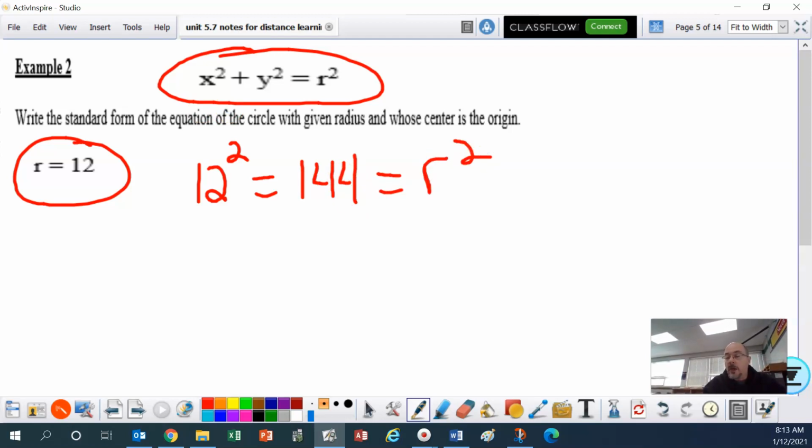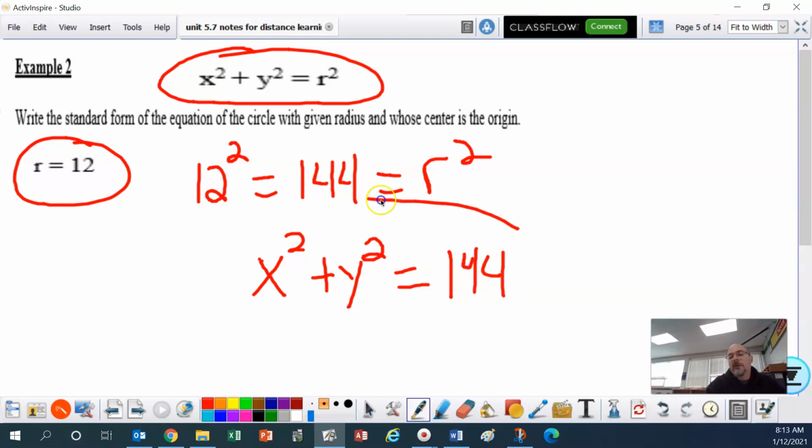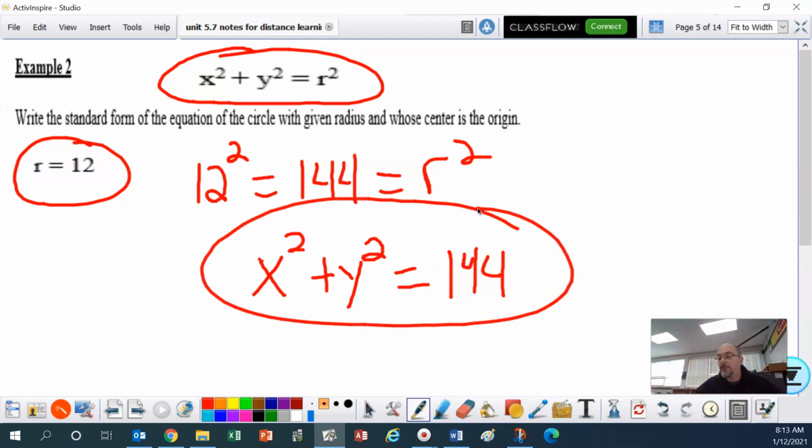So now you're not done. You've got to write the equation. So x squared plus y squared equals r. Whoops, I don't want the r squared. Silly me. I want the 144 there. There we go. That's it. Boom, we're done. We have the equation. Okay, let's do another one.